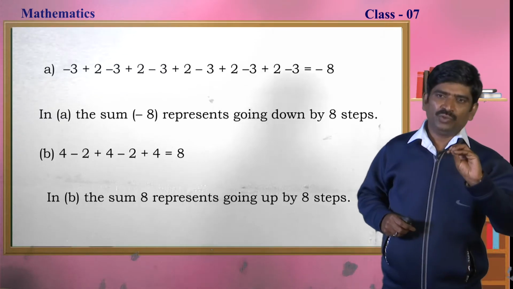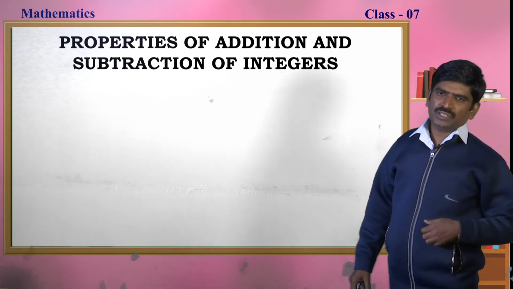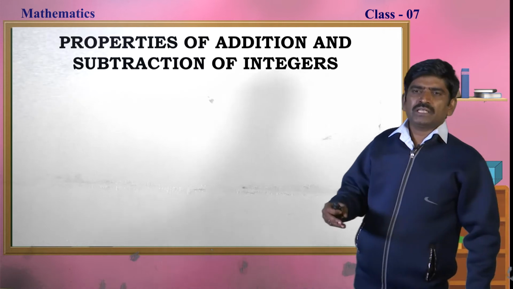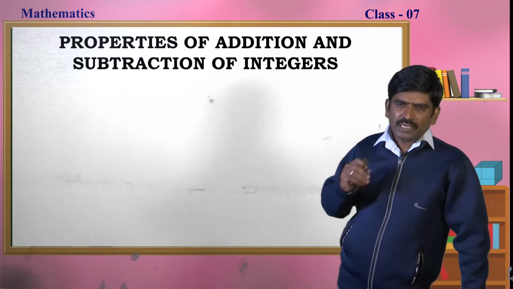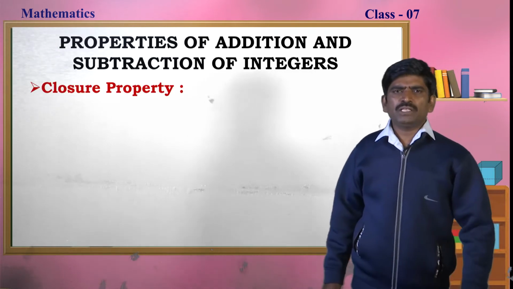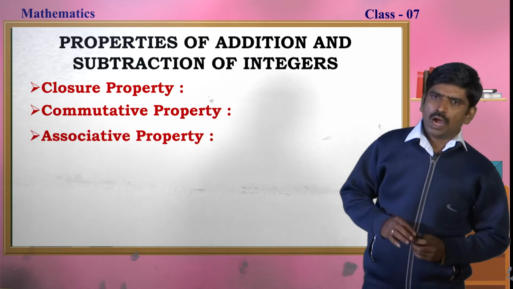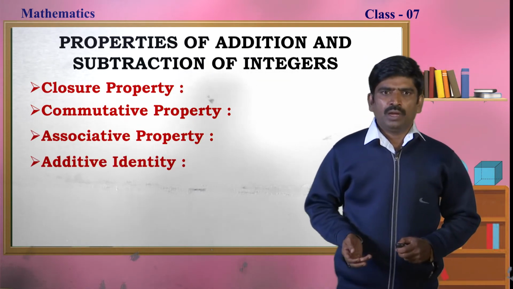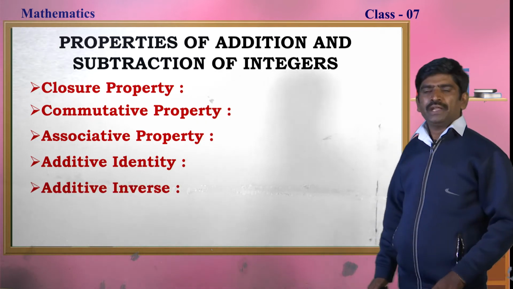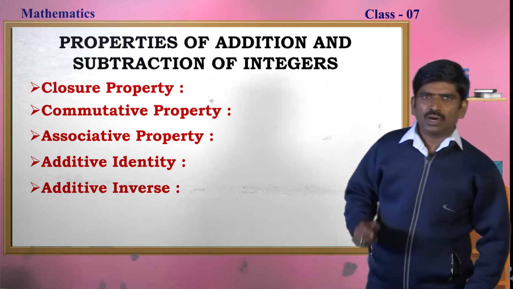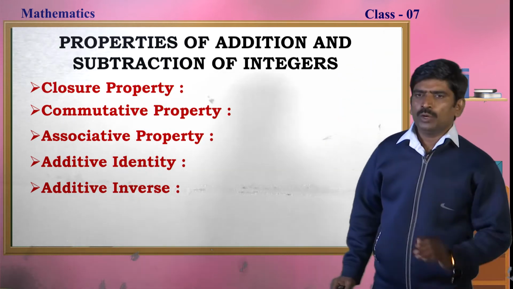I think you understand well. Good. We go for the second session. In the second session, we discuss the properties of addition and subtraction of integers. The first one is the closure property, then the commutative property, the associative property and additive identity. The last one is additive inverse. These are the properties of addition and subtraction of integers. We go through them one by one.